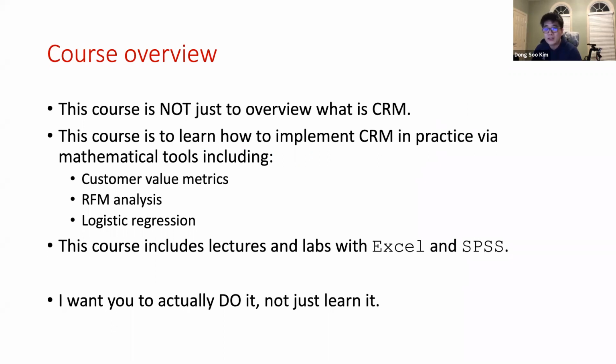This course is not just to overview what CRM is. You will learn how to implement CRM in practice through these mathematical tools: customer value matrix, RFM analysis, and logistic regression. This course includes lectures and lab sessions.